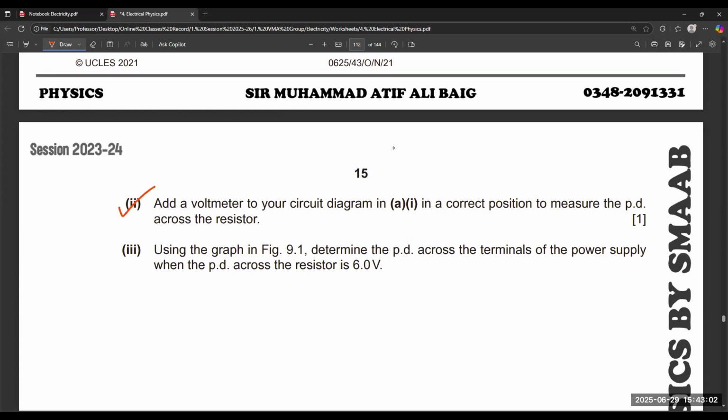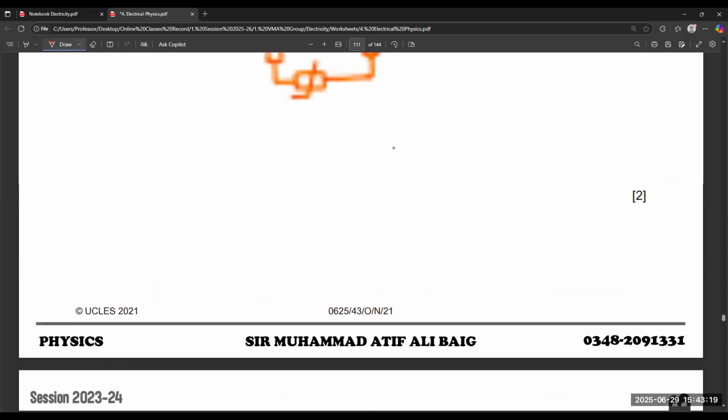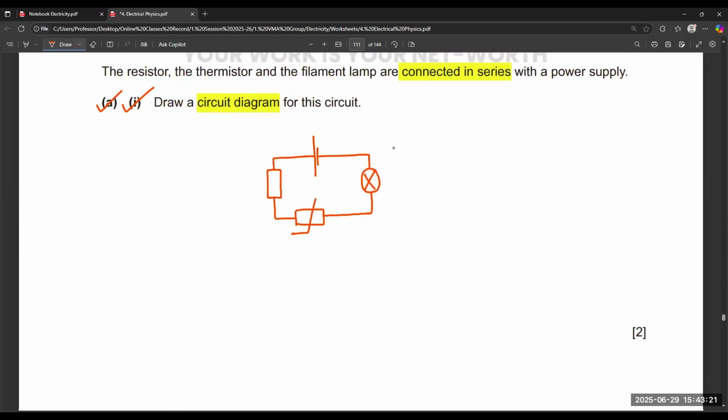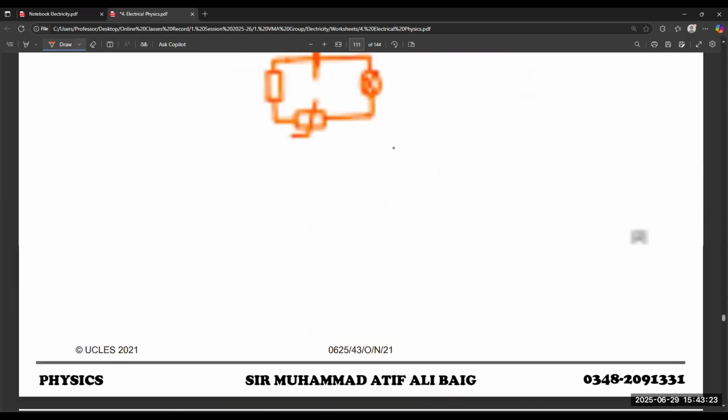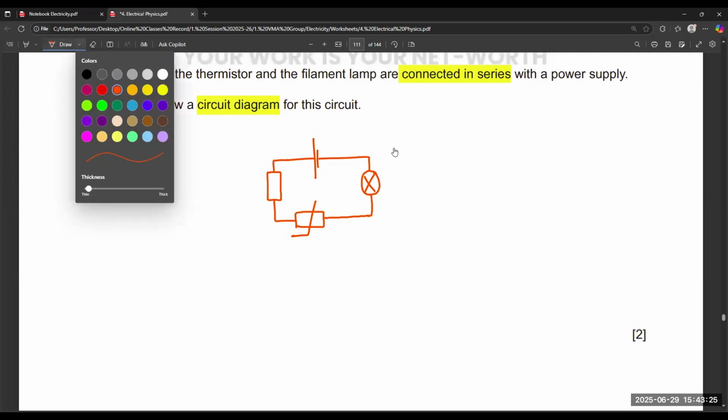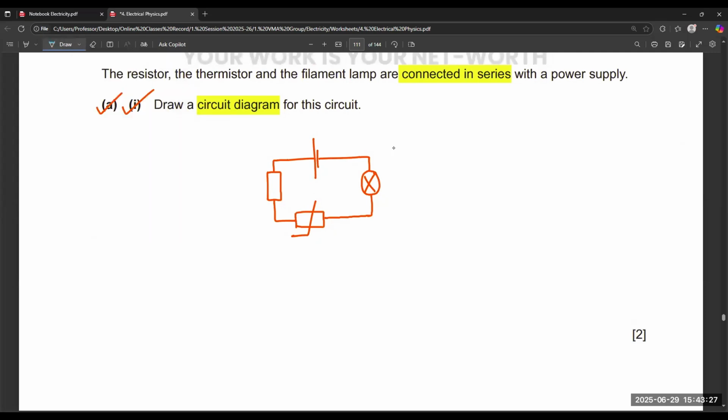Now in the second part, add a voltmeter to your circuit diagram in a correct position to measure potential difference across the resistor. So we have to connect the voltmeter only across the resistor, like this.